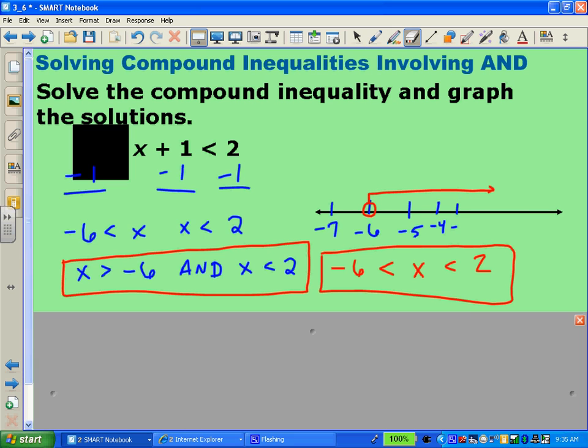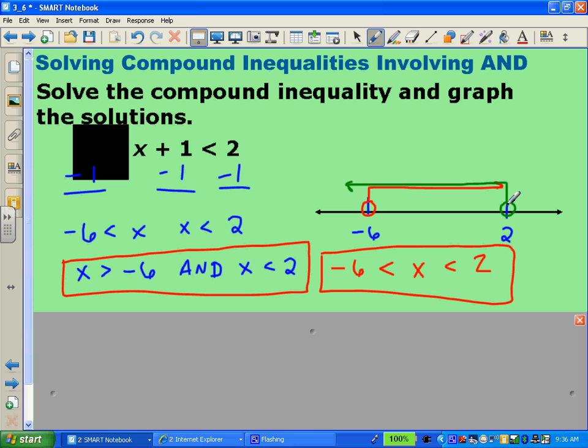Let me just start this number line over here, because that's way too many numbers, and I know you won't want to write all those. So we've got -6 on here. We're just going to put -6. Okay, and it goes to the right. And we're going to put 2 on here. Now that one is less than, so it's going to go to the left.